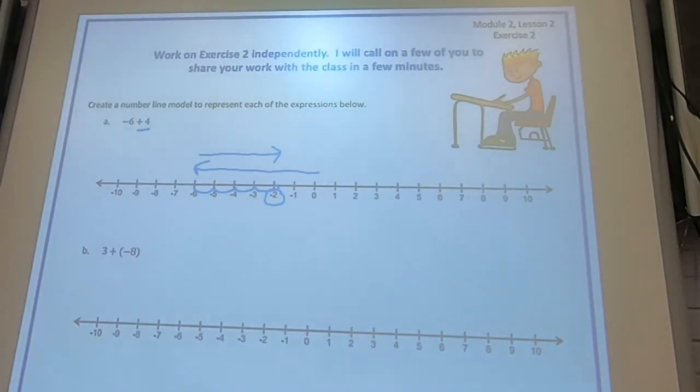So notice this thing says create a number line model to represent each of the expressions. They're expressions because they don't have an equal sign. Remember, if it has an equal sign, it's an equation.